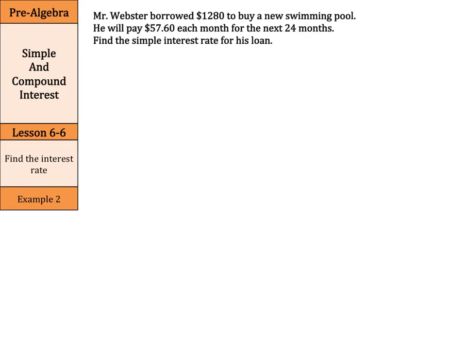Now we can also use our simple interest formula to calculate an interest rate. Mr. Webster borrowed $1,280 to buy a new swimming pool. He will pay $57.60 each month for the next 24 months. Find the simple interest rate for his loan. Well, once again, we can start off by going, okay, I equals, P equals, R equals, and T equals. And we'll again use our formula eventually, I equals PRT. But instead of solving for I, we'll solve for R, the interest rate.